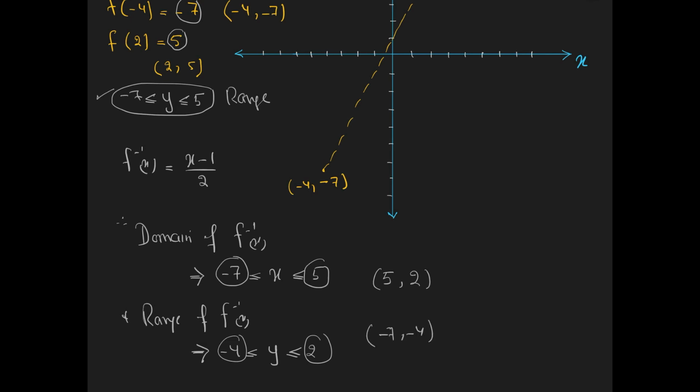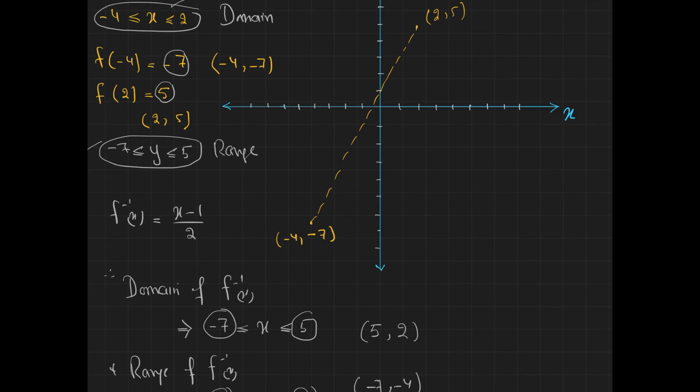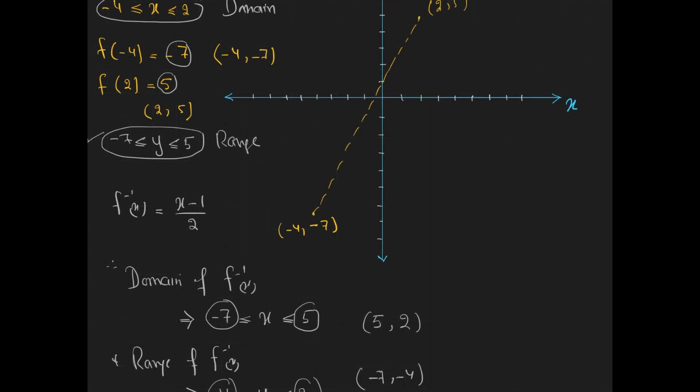Now again, representing these points on the given grid, minus 7 and minus 4, and 5 and 2. So here this is minus 7, minus 4, and 5, 2. So we'll get this point here.